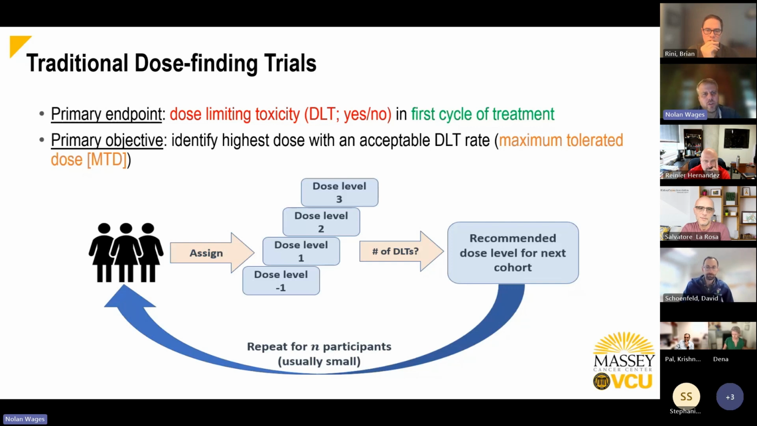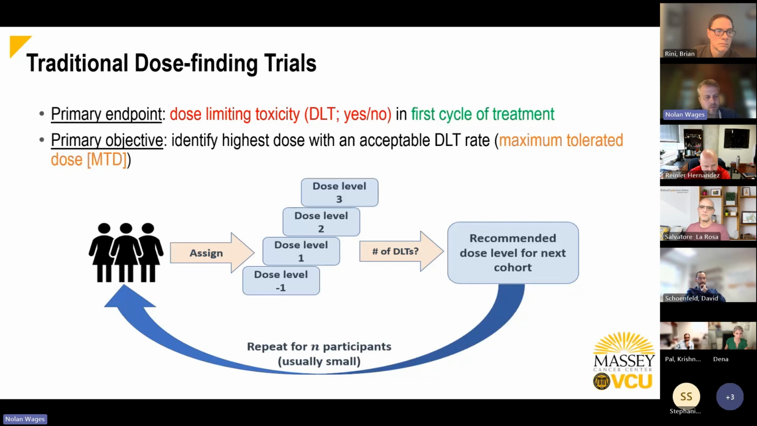This is the traditional dose finding. We're talking about dose finding trials in this talk when we talk about early phase clinical trials. And this is sort of the traditional setting. Some of you may know this, but the primary objective usually in these trials is to identify the highest dose with an acceptable DLT rate. Dose limiting toxicity is our primary endpoint, usually in an early cycle of treatment. That is, DLT is defined by protocol specific adverse events, and we usually collapse this into a binary endpoint. Did the patient have DLT, yes or no?